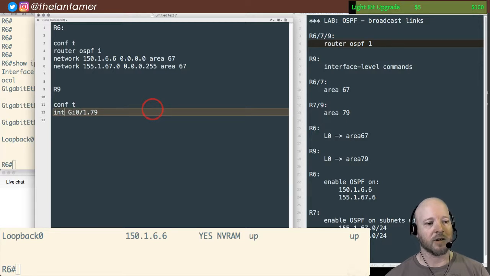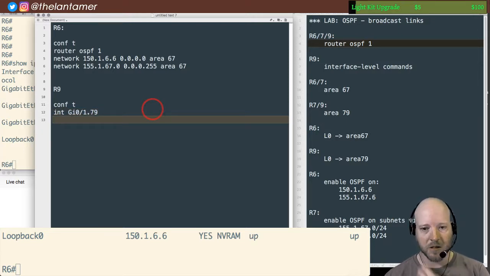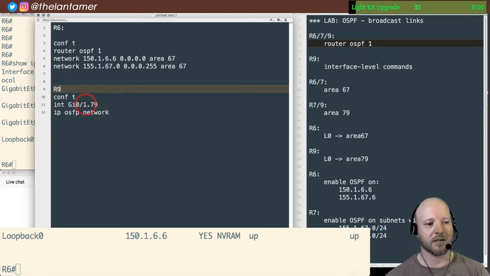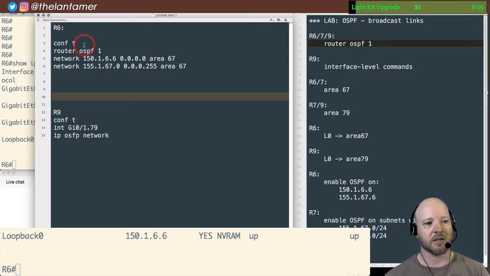I don't normally type ER, but oh well. On this, we're going to say IP OSPF network. I'm unsure of how to do that, so we're going to look that up in a minute. Let's go ahead and do that now.